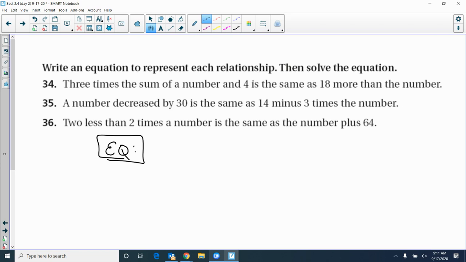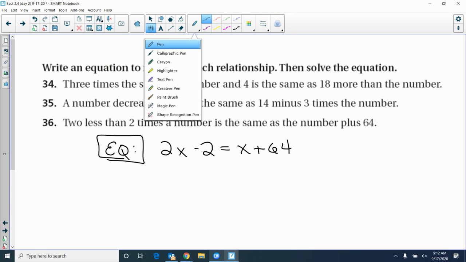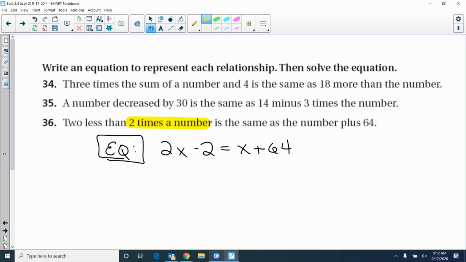All right, Allie, what do you got? 2x minus 2 equals x plus 61. Yes. Less than is here, so you have to flip the order. Anytime you get 2 times the number, you're thinking 2x. 2 times the number, 2x. 3 times the number, 3x. And sometimes you use the variable n. That's the same thing. So we just want to get a little bit of practice there.